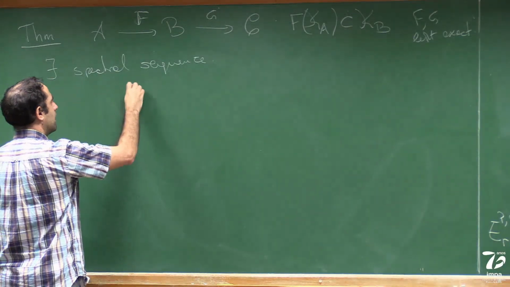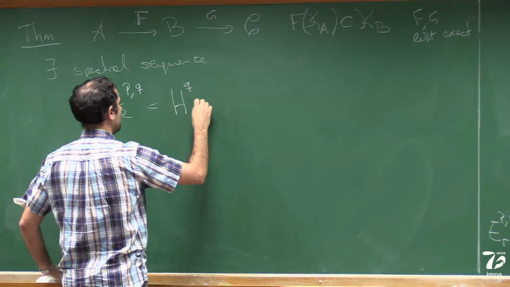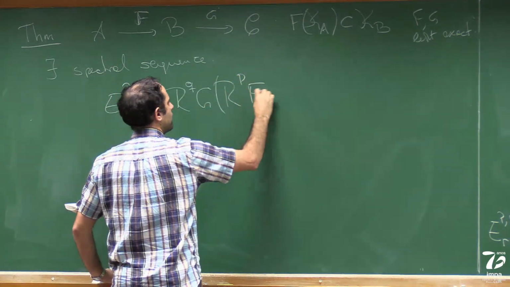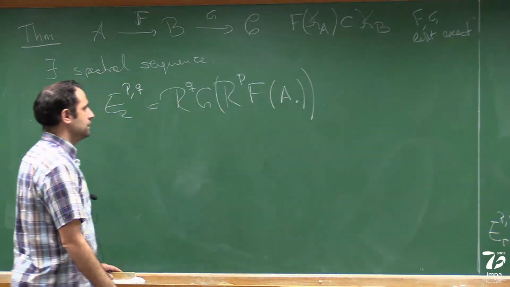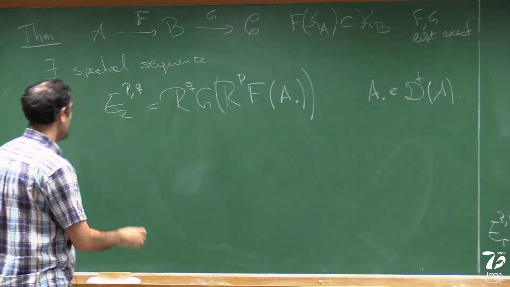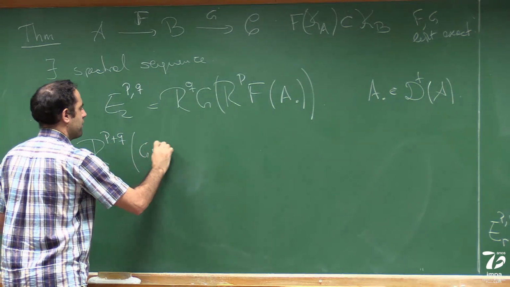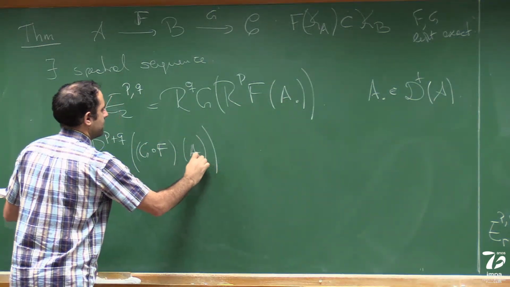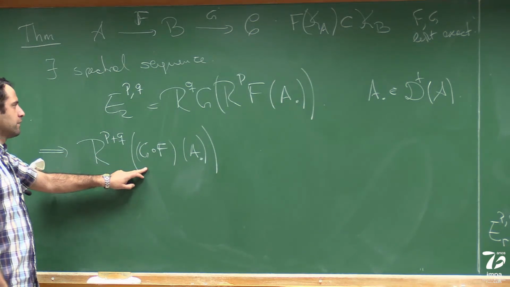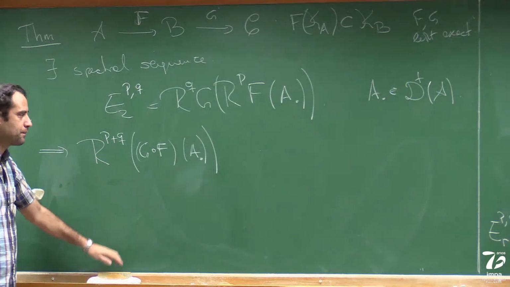So then there exists a spectral sequence whose E2 term, PQ, is R^Q G of R^P F of a complex A, and this is for any A in D plus A, that converges to R^(P plus Q) of G composed with F of that A. So if I want to compute the P plus Q homology of a composition of functors, then I can start by computing the P homology of one functor and then the Q homology of that complex, and eventually I will converge into this. So let's prove this.